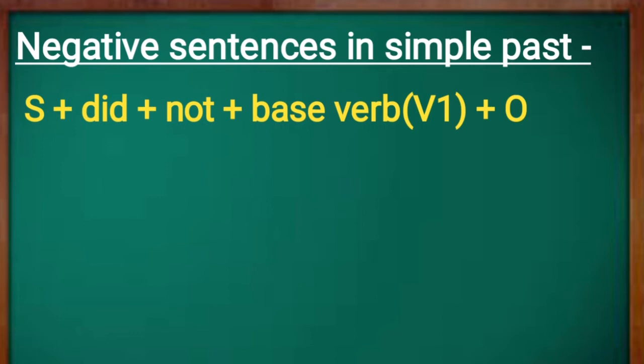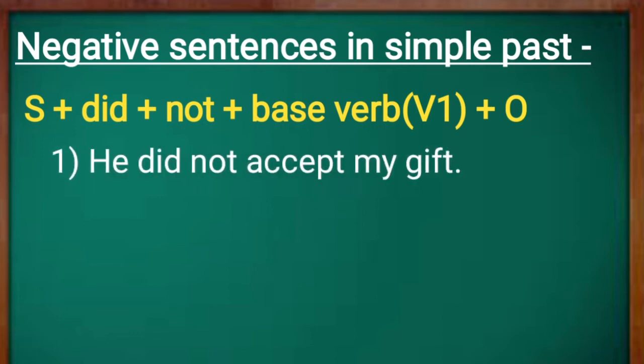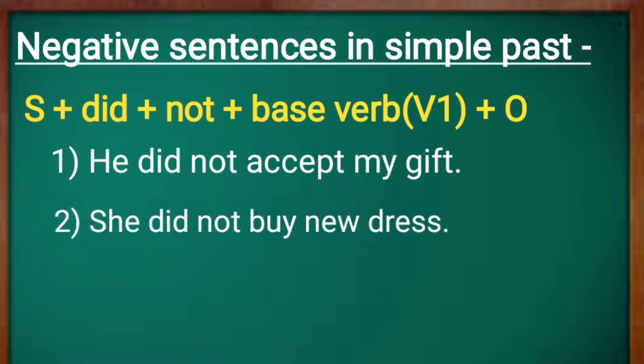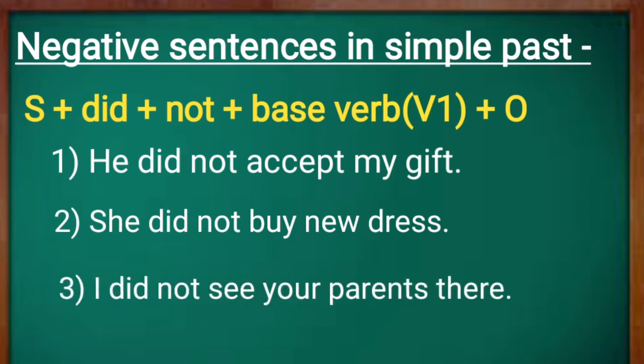First example, he did not accept my gift. Second example, she did not buy a new dress. And third example, I did not see your parents there. Now you can see that in all the sentences after the subjects he, she, and I, I use did not, and after did not in every sentence I use verb first form, not verb second form, that is accept, buy, and see, and these three are verb first form.